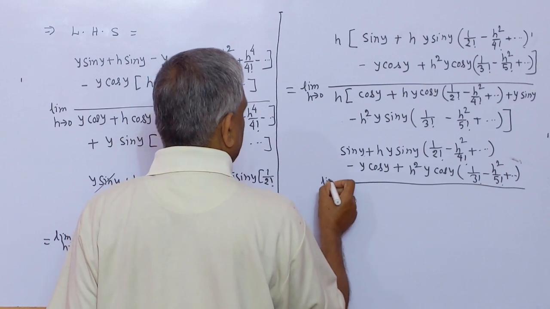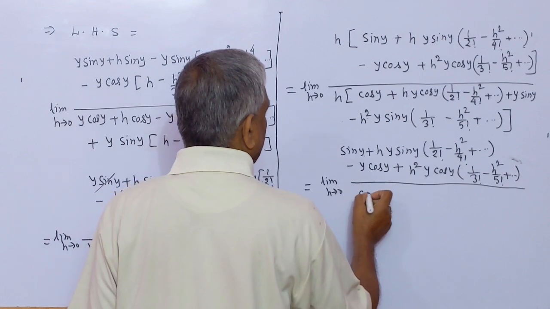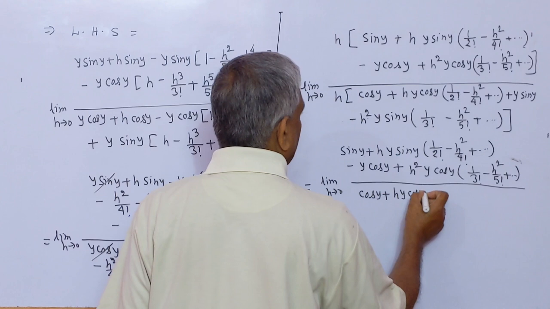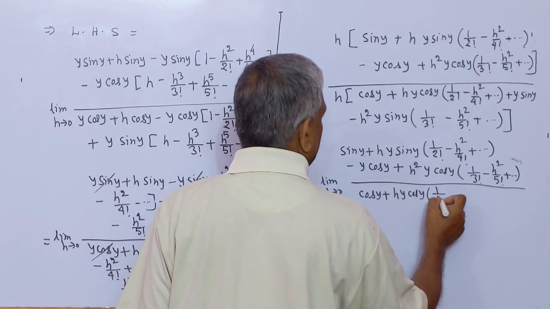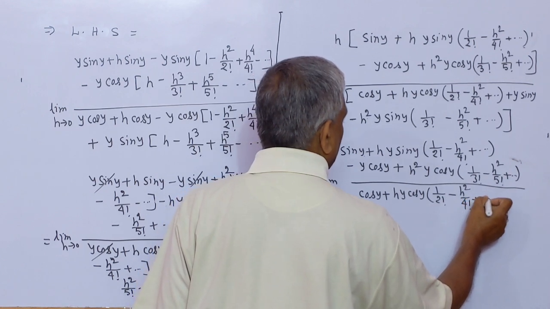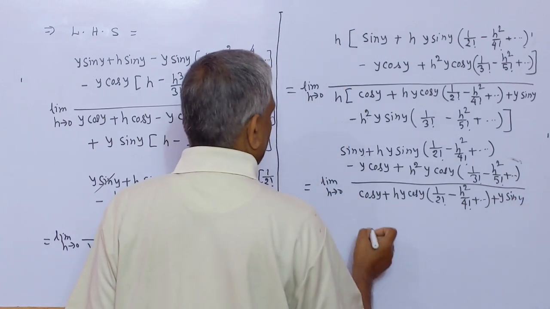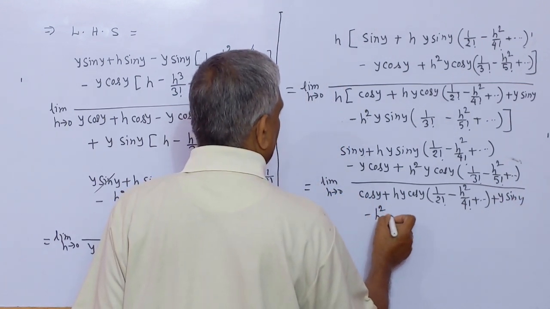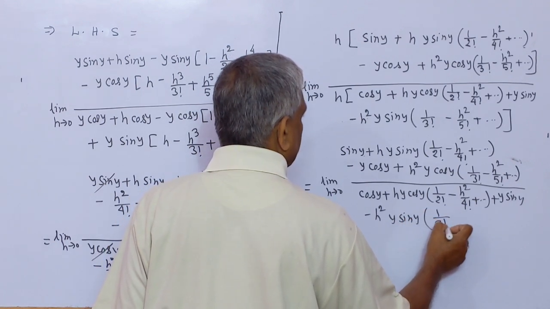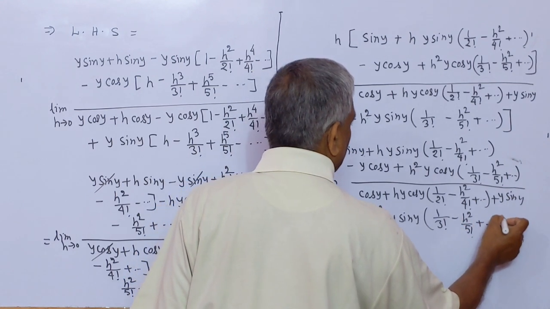Here we write limit h tends to 0. Here cos y plus h y cos y (1 by factorial 2 minus h square by factorial 4 plus dot dot dot dot) plus y sin y minus h square y sin y under bracket (1 by factorial 3 minus h square by factorial 5 plus dot dot dot dot).